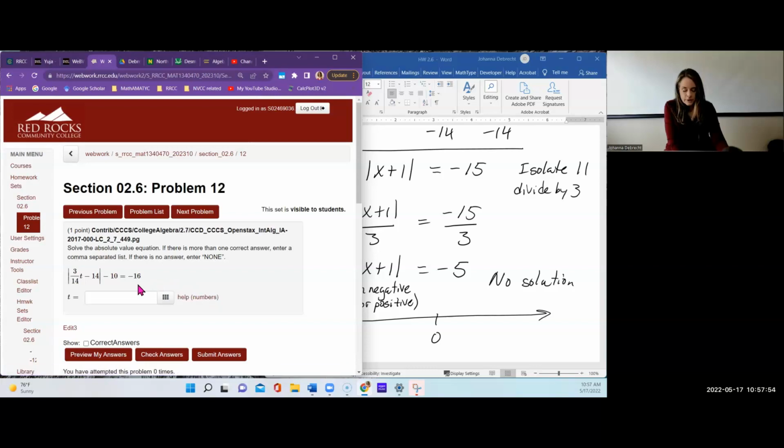This one is different in that we've got a fraction. However, notice what's happening right here. To isolate the absolute value, we would need to add 10. When we add 10 to this side, we still have a -6. Absolute value equal to -6. Non-negatives do not equal negatives. This one has no solution, and I can see that by inspection.